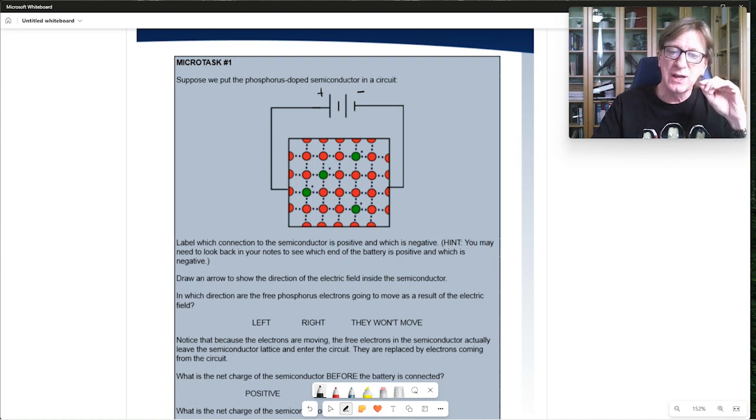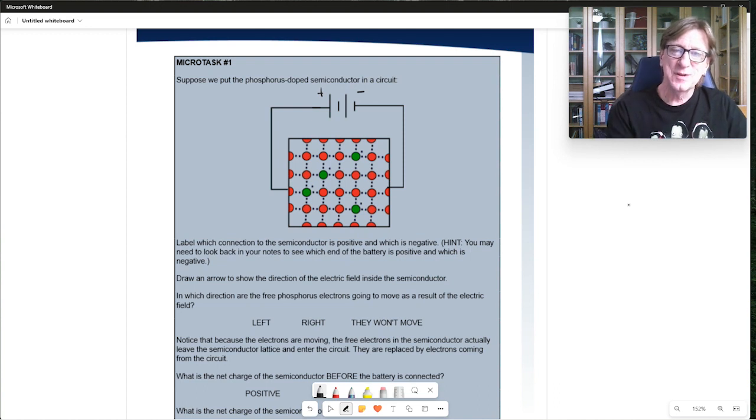So what I want you to do is pause the video. I want you to draw an arrow of the electric field inside the semiconductor. And that means you're going to have to label which side of the semiconductor is positive, which side is negative. And you want to remember our rules for drawing an electric field. Pause the video. Do that now. Did you pause the video?